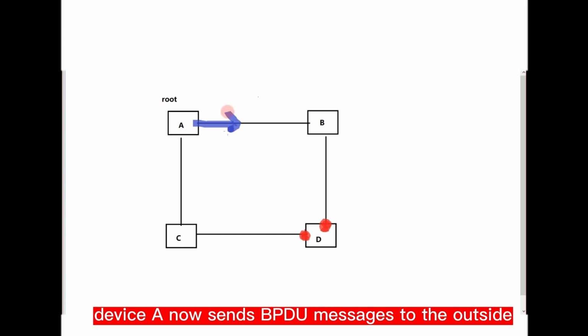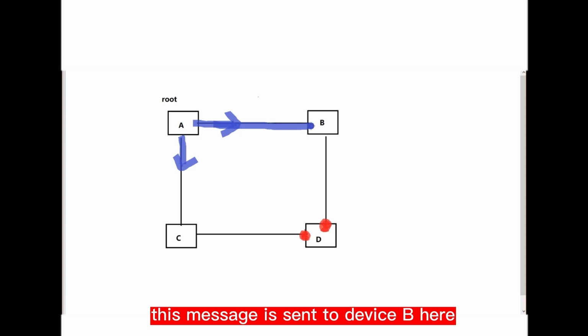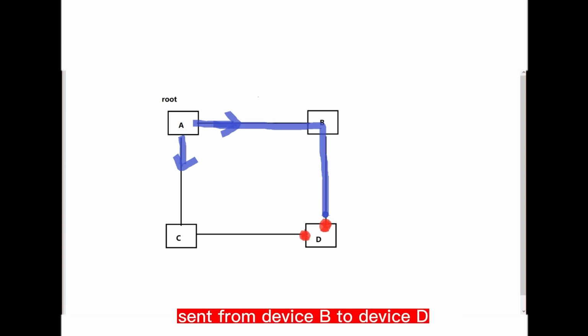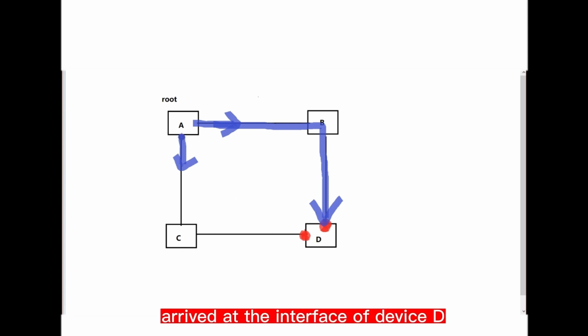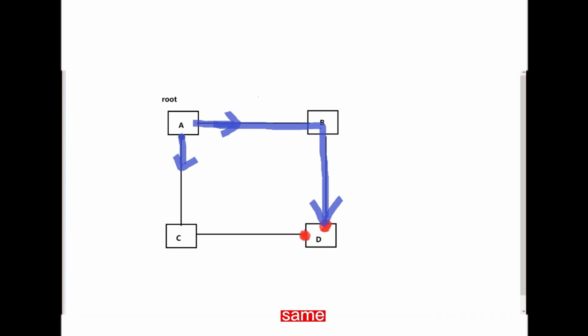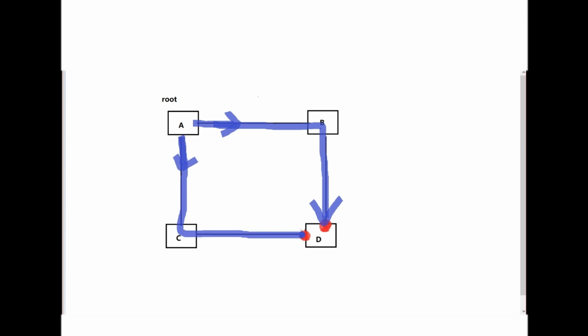Device A now sends BPDU messages to the outside world from both interfaces. This message is sent to device B here, and from device B to device D, arriving at the interface of device D. Same for the other side: the packet sent by device A passes through device C and is also sent to device D.